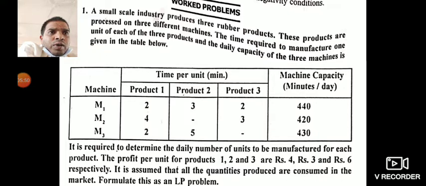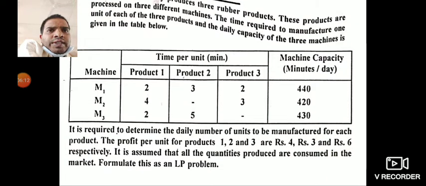For machine 2, the allocated duration is 420 minutes per day. Now machine 3, similarly: product 1 is 2 minutes, product 2 is 5 minutes, and product 3 is nil. And per day on machine 3 we can work up to 430 minutes.